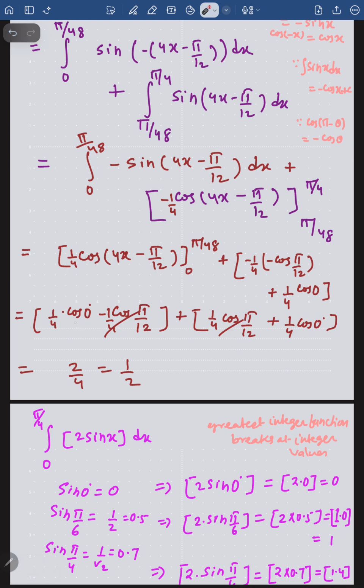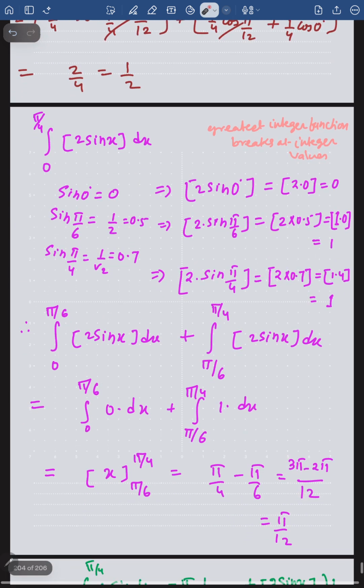So when we solve this, we will get 1 by 4 cos 0 minus 1 by 4 cos pi by 12, plus 1 by 4 cos pi by 12 plus 1 by 4 cos 0. So these two will get cancelled. This way cos 0 is 1, 1, so 2 by 4, that is 1 by 2.